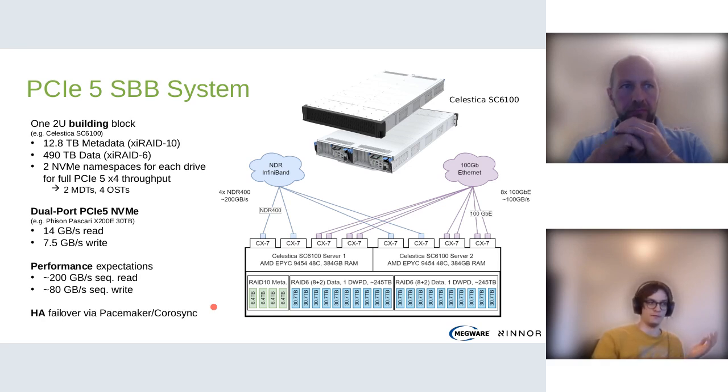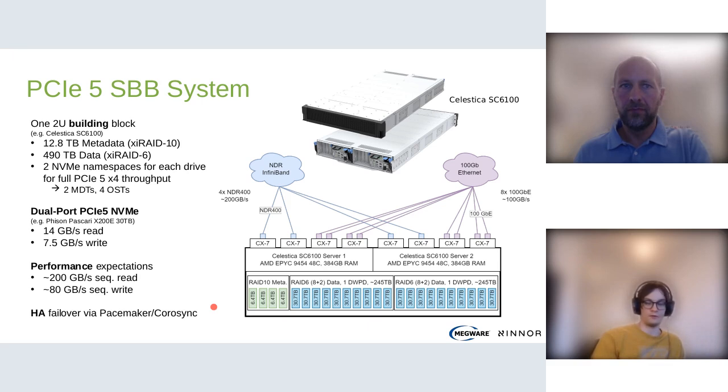And PCI 5 by 2 is only doing roughly like 7-8 gigabytes a second. So to really get the full read performance out of the drives, you need like 2 namespaces, and then each server will access 1 namespace, and therefore each server can access the same NVMe drive at the same time, basically. So in total, you would then have 2 MDTs and 4 OSTs out of this 2U box because of the namespaces, and then failover with pacemaker corosync.